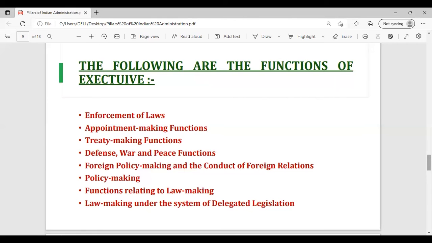Next, defense, war, and peace functions. Defense, it is itself self-explanatory. War and peace functions also. One of the main key functions of the state is to defend and preserve the unity and integrity of the country and protect it in the event of external aggression or war. It's the responsibility of the executive to undertake this work.